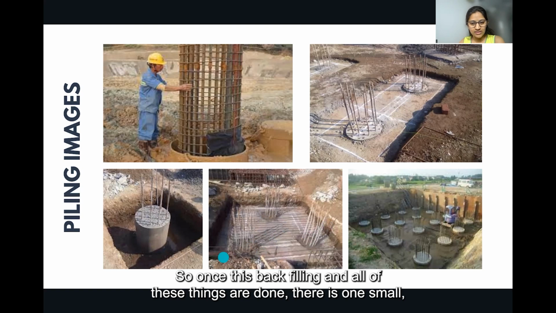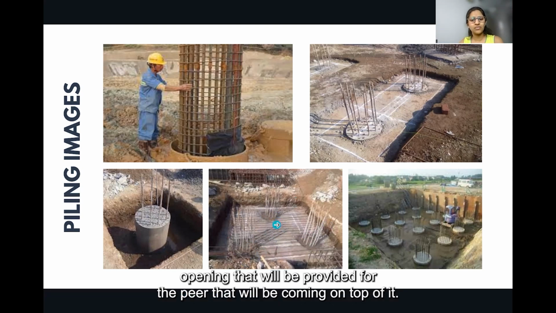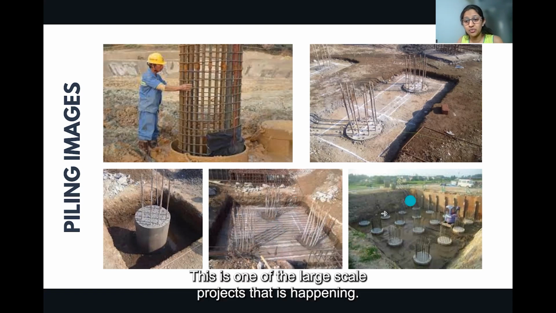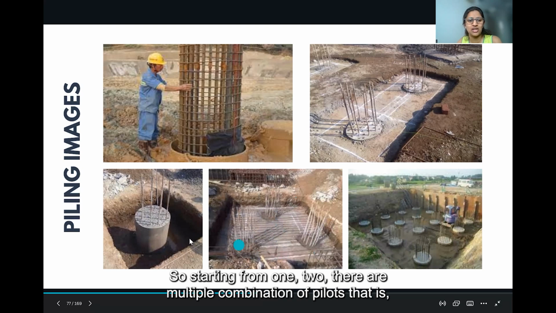Once the backfilling and all of these things are done, there is one small opening that will be provided for the pier, so it will be coming on top of it. This is one of the large scale projects that is happening. So this is a group of 16 piles. Starting from 1, 2, there are multiple combinations of piles that are happening.